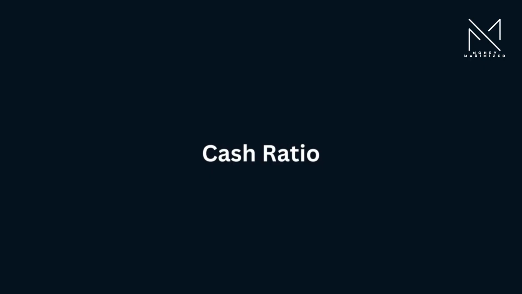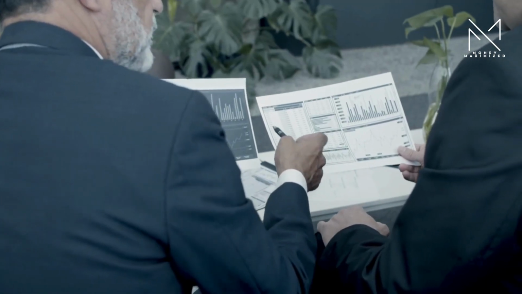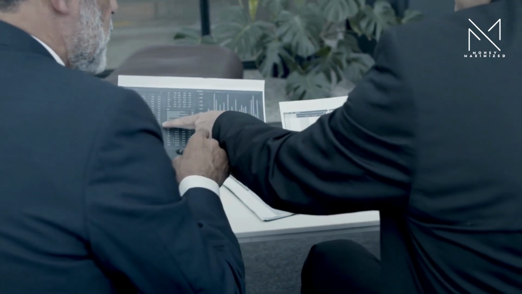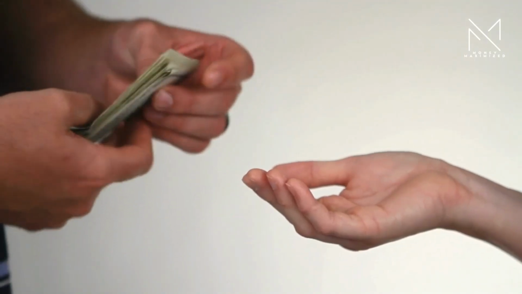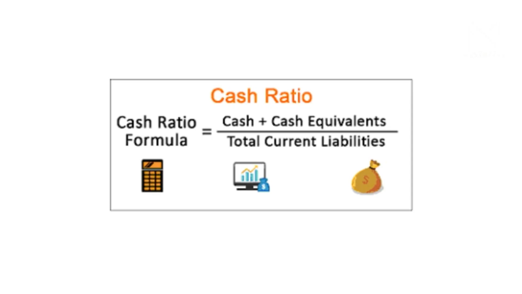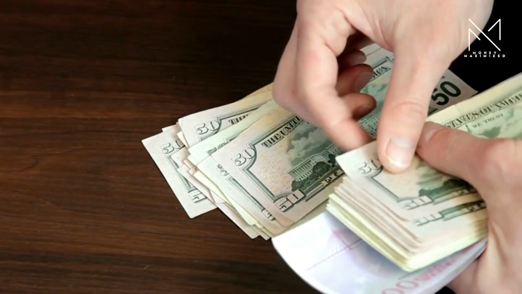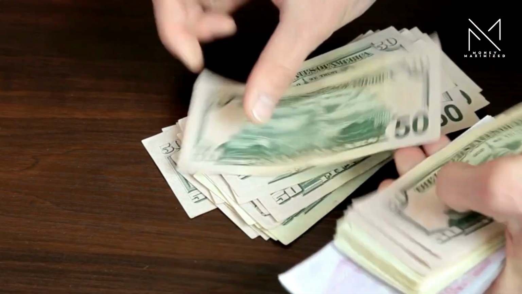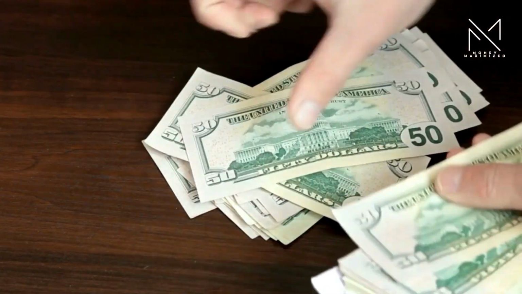4. Cash ratio. The cash ratio assesses a company's ability to cover its short-term liabilities with cash and cash equivalents. It is calculated as follows. Cash ratio is equal to cash plus cash equivalents divided by current liabilities. A higher cash ratio indicates that a company has a greater ability to meet its immediate financial obligations.